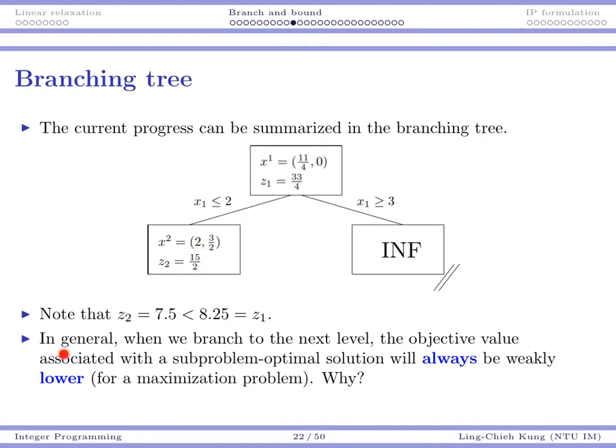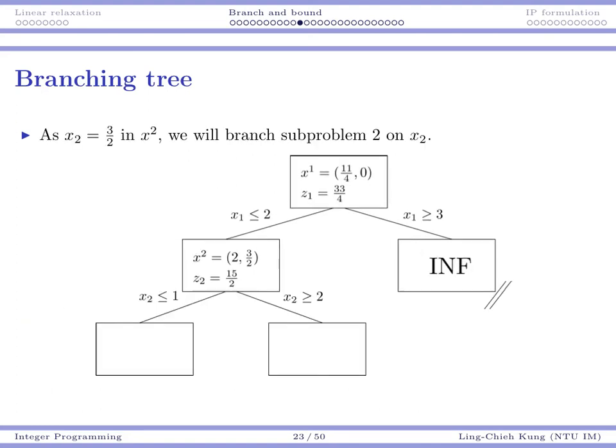So in general, when we branch to the next level, the objective value associated with the subproblem will always be weakly lower. For a maximization problem, we will always do worse, and the objective value will become smaller. This will be useful later. Okay, anyway, here, this guy is fractional. Let's try to branch subproblem 2 on x2.